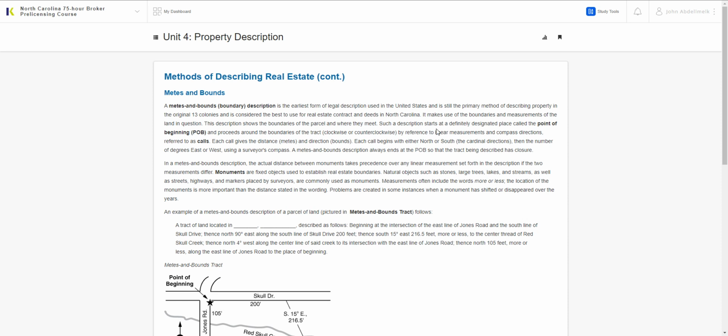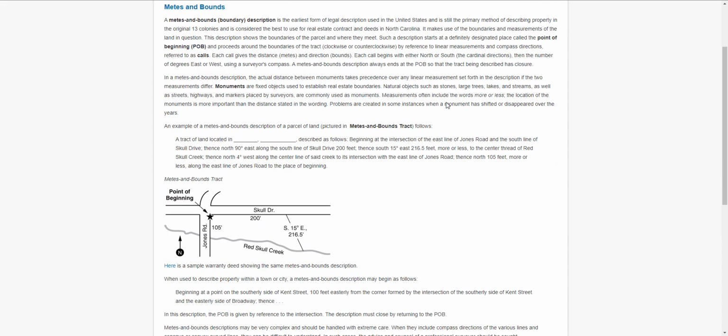Such a description starts at a definitely designated place called the point of beginning, the POB, and proceeds around the tract clockwise or counterclockwise by reference to linear measurements in compass directions, referred to as calls. Each call gives the distance, metes, and direction, bounds. Each call begins with either north or south, the cardinal directions, then the number of degrees, east or west, using a surveyor's compass. A metes and bounds description always ends at the POB so that the tract being described has closure.